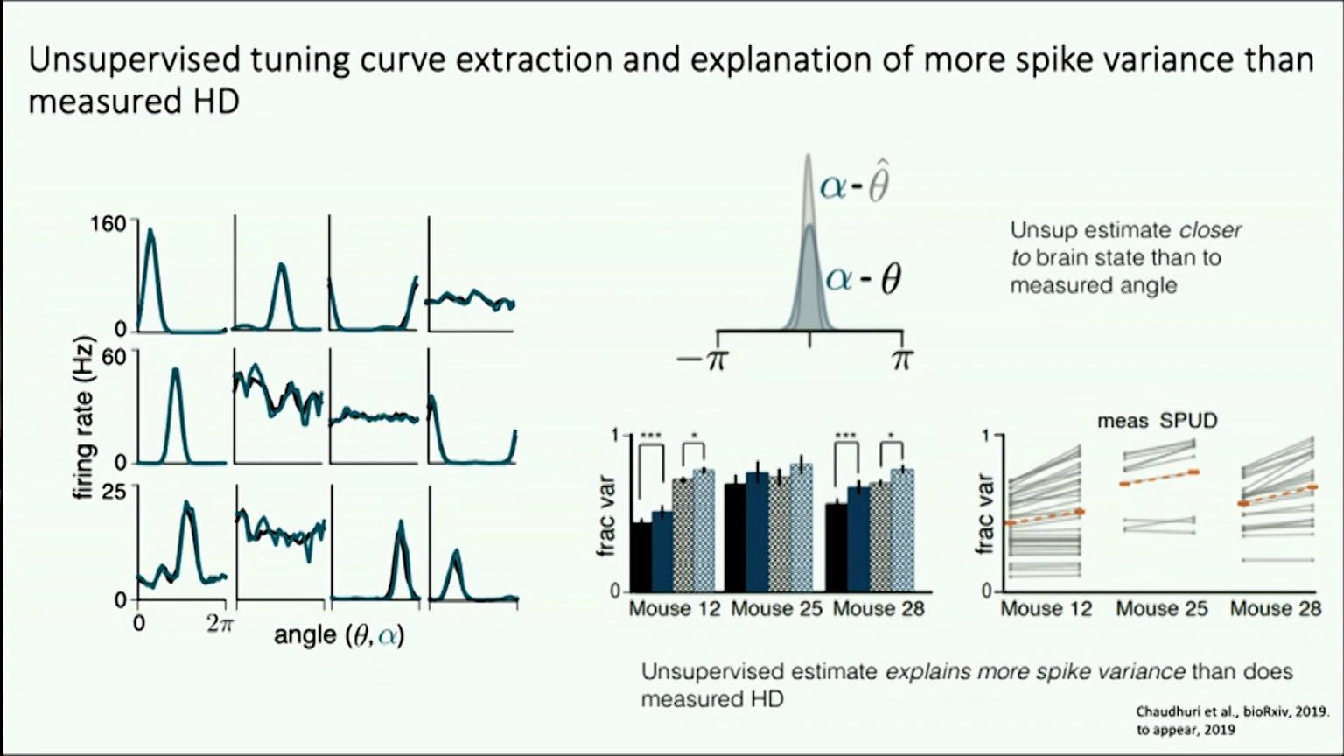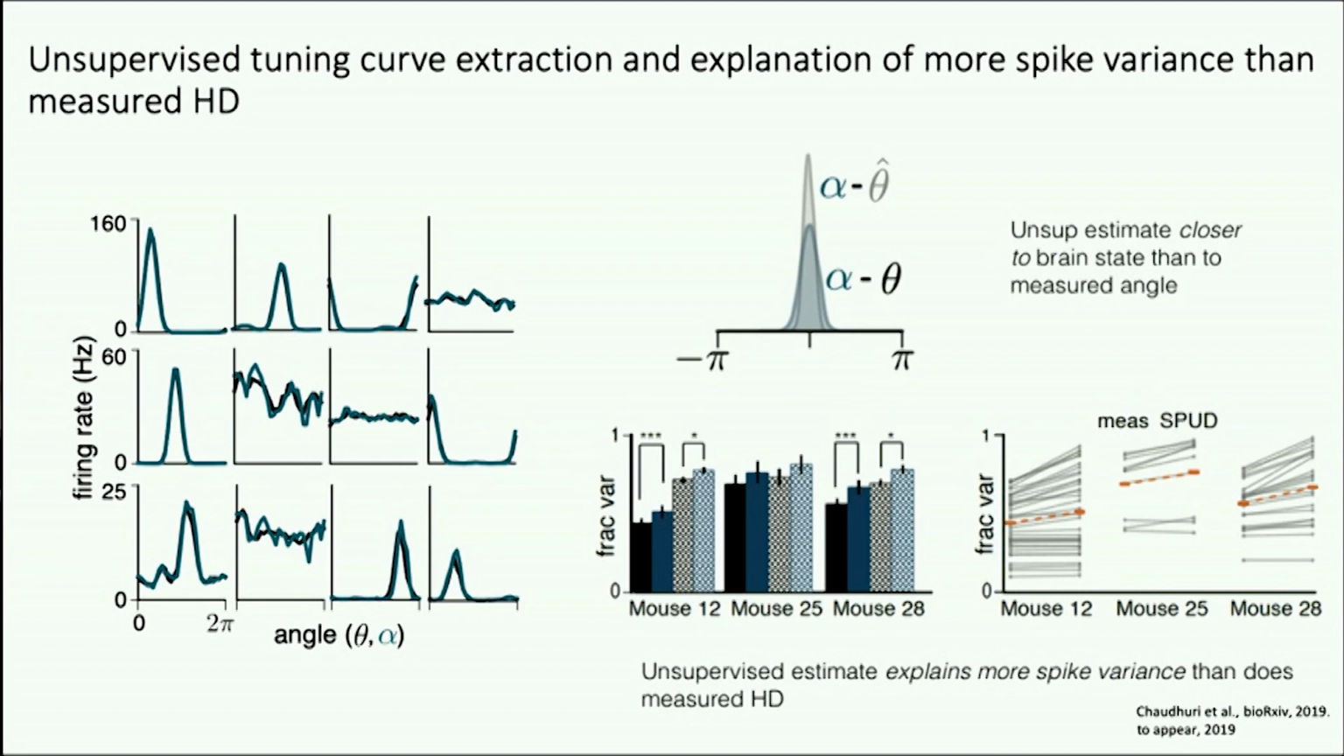So this is a pretty accurate decoding. Now, I should also say that the unsupervised estimate is actually closer to the brain's internal state, its internal estimate of head direction, rather than the externally measured head direction measured by experimenters. So I'm just showing you that there's a narrower distribution of errors between this latent estimate and a supervised decoding of brain state. They're closer to each other than the latent is to the measured head direction theta.